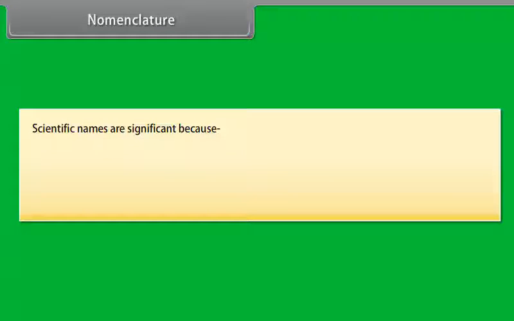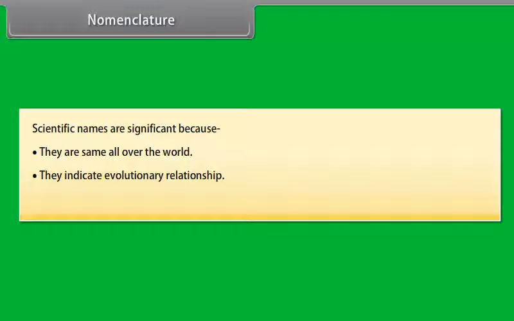Scientific names are significant because they are same all over the world. They indicate evolutionary relationship. They solve the problem of multiple naming of one organism.